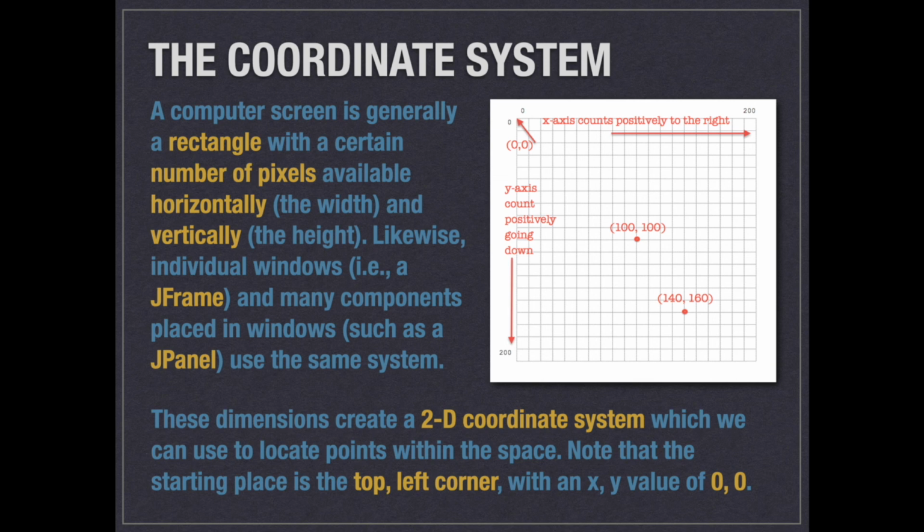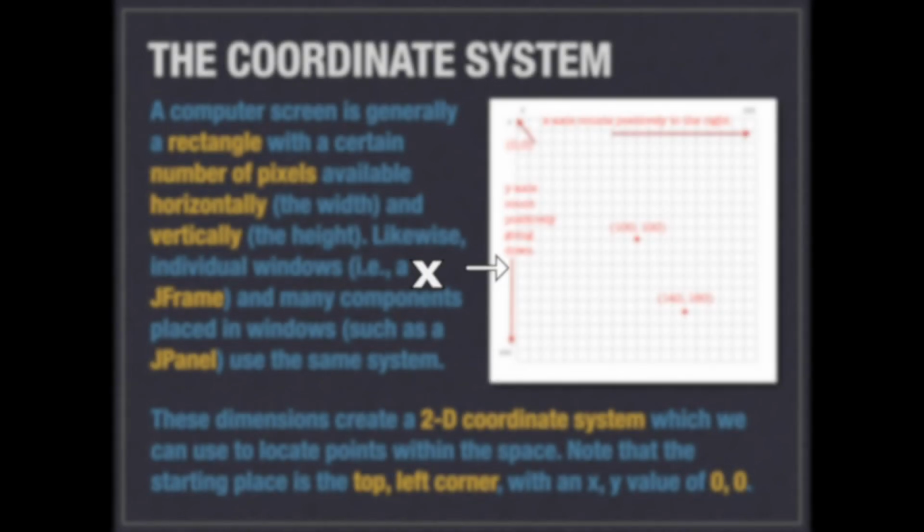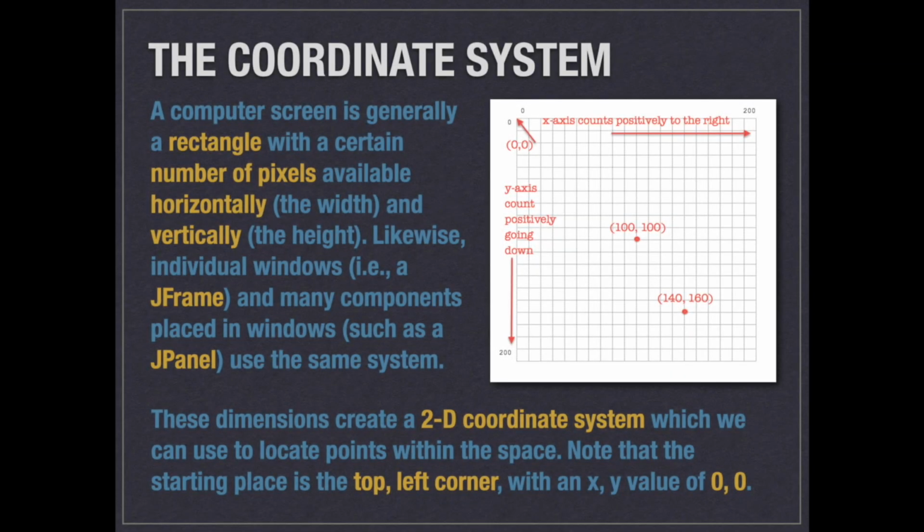So your screen is composed of a certain number of pixels horizontally and a certain number of pixels vertically. As a little example here, I've got this sort of simulated graph paper, and you can see that the 0,0 position for this coordinate system is in the top left corner of whatever it is we're considering. That could be a JPanel, that could be a JFrame, it could be a JButton, it could be anything. They all have their own coordinate system internal to them that starts at the top left corner, counts positively to the right for the x-axis, and counts positively down for the y-axis.